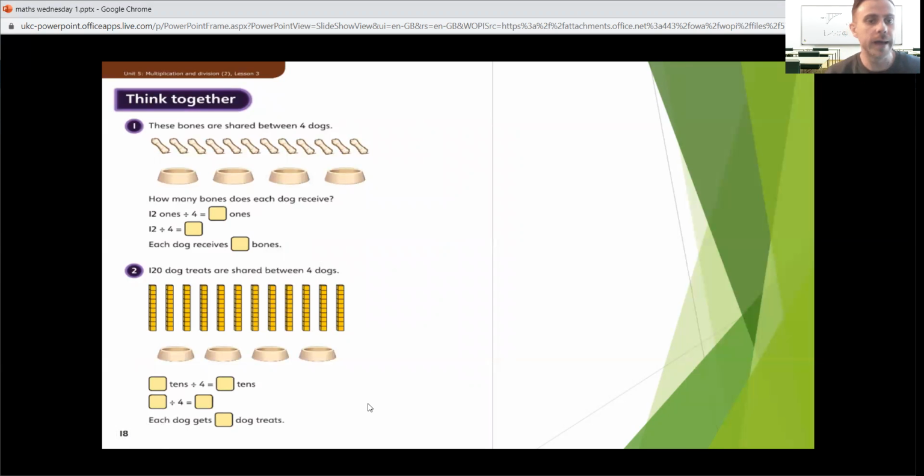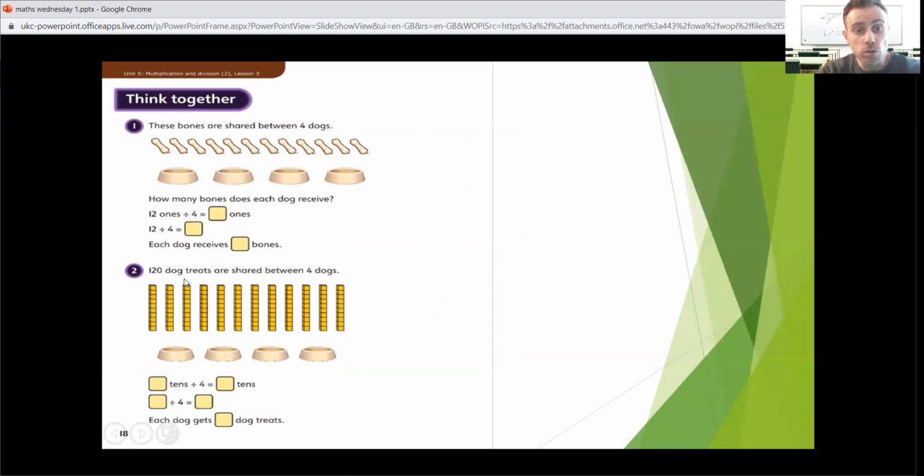Okay, so for this one, we had 12 divided by 4. Okay, there was 12 bones, 4 dogs. So each dog would receive 3 bones each, which isn't bad for a dog.